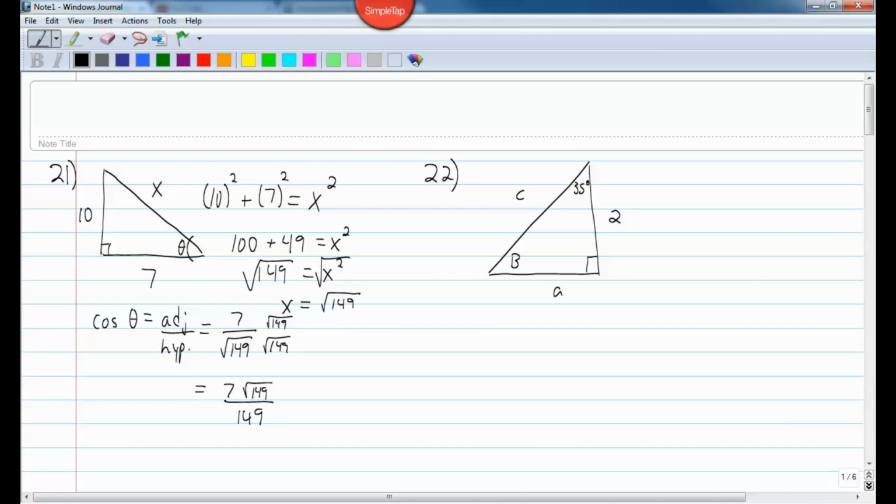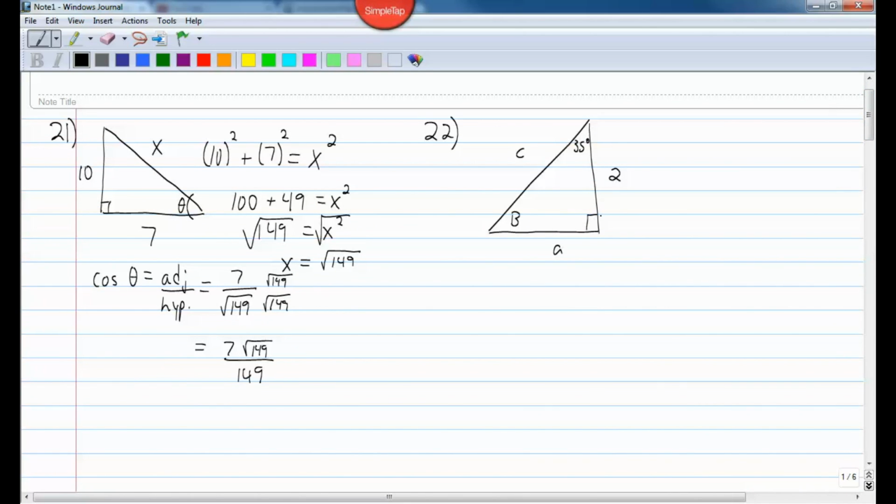Number 22 says solve the right triangle. So we want to solve for all of the sides or angles that we don't have. We're given this side here is 2, this is 35 degrees, and since this is a right triangle, we know that this is 90 degrees. So I can figure out this angle. Since I know 2 of the angles of the triangle, angle B is going to be equal to 180 degrees minus 35 degrees minus 90 degrees. You can say 90 minus 35, you should get 55 degrees.